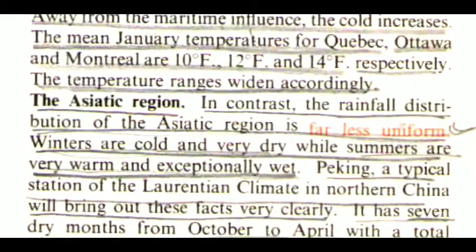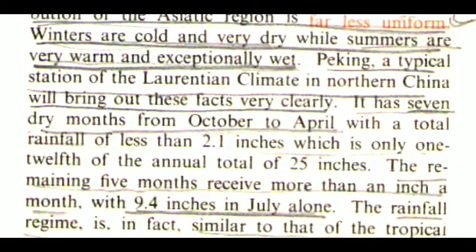In contrast, the rainfall distribution of the Asiatic region is far less uniform. Winters are cold and very dry, while summers are very warm and exceptionally wet. Peking, a typical station of the Laurentian climate in northern China, will bring out these facts very clearly. It has 7 dry months from October to April with a total rainfall of less than 2.1 inches, which is only 1/12 of the annual total of 25 inches.